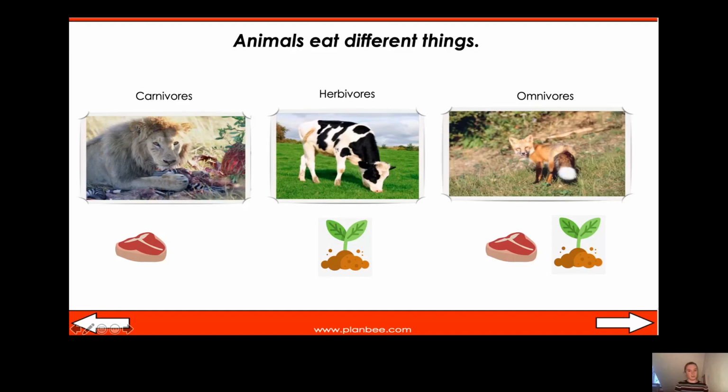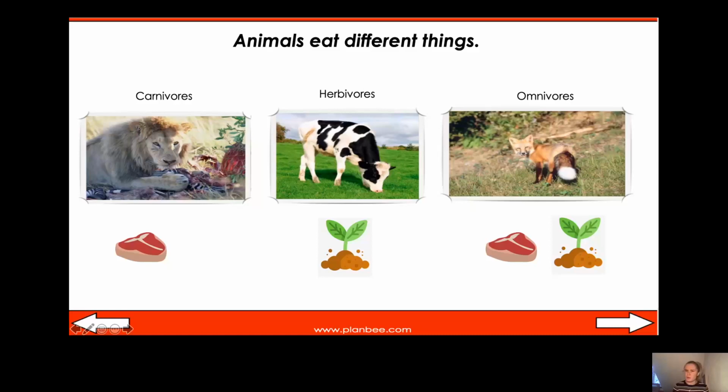So first of all, we have the carnivore, but we also have herbivores. Now, herbivores are the complete opposite. They don't eat meat like the carnivores. They only eat plants. So we have the cow here, which is an example of a herbivore. So there we go. We've got carnivores, which eat meat, and we've got herbivores that eat plants.